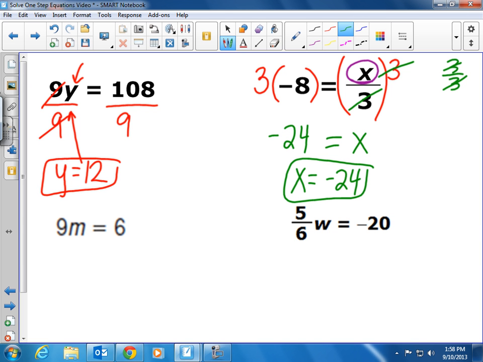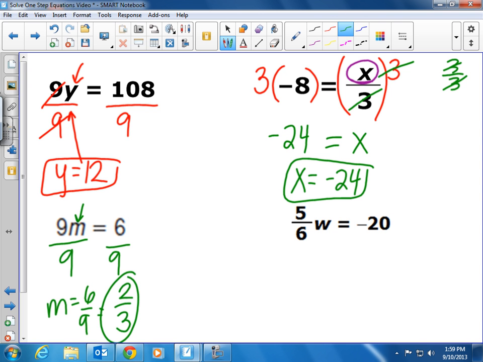Let's look at this third problem, 9m equals 6. Here's my variable that I want by itself, but it's not by itself. It's being multiplied by 9. What undoes multiplication? You got it, division. I'm going to divide by 9. So I get m equals 6/9. That's a fraction that can be simplified further. So let's go ahead and simplify it a little bit more to get it down to 2/3. That's what m would equal.